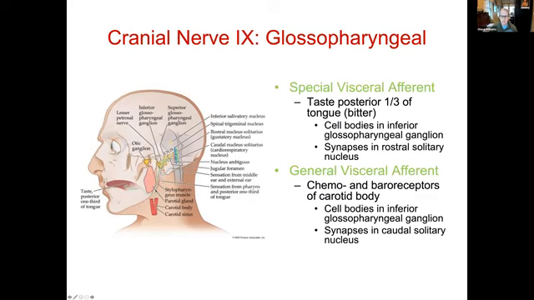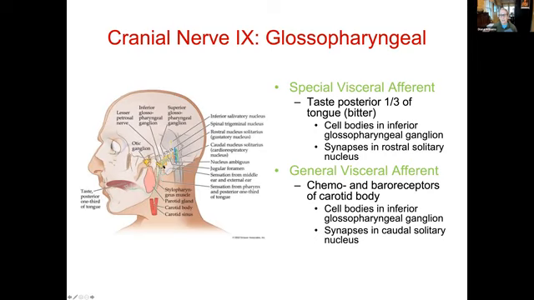Now, the other types of sensory fibers running with cranial nerve 9 are going to be those special visceral afferent fibers. Remember, whenever we say special visceral afferent, that's referring to taste. The other place we've seen that so far is these types of fibers running with cranial nerve 7, and those fibers provided taste from the anterior 2/3 of the tongue. The distinction with cranial nerve 9 is we have those SVA fibers, but they're relaying taste from the posterior 1/3 of the tongue.